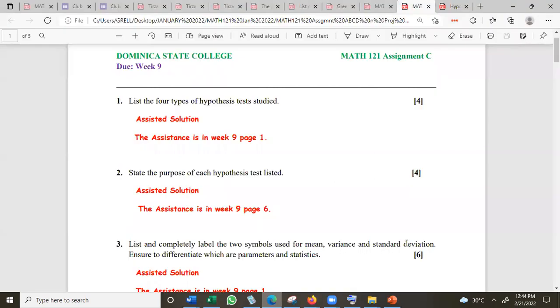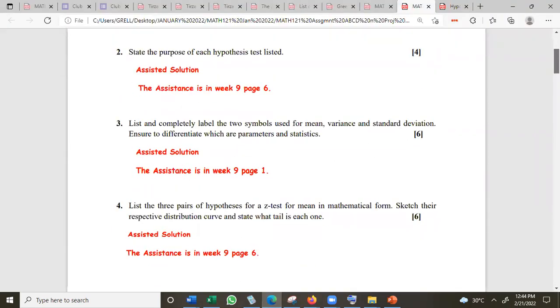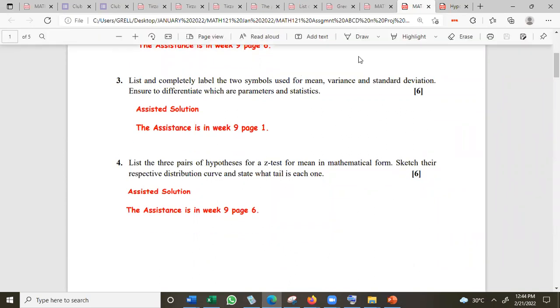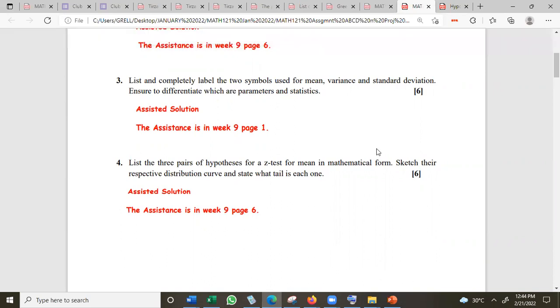Number 3, list and completely label the 2 symbols used for mean, variance, and standard deviation. This question was in assignment B, and it is reiterated there because of its importance. Please note the difference between a statistic and a parameter. Please note the differences in their symbols. For mean and variance, what is a parameter and what is a statistic? Statistics come from a sample, parameters come from a population.